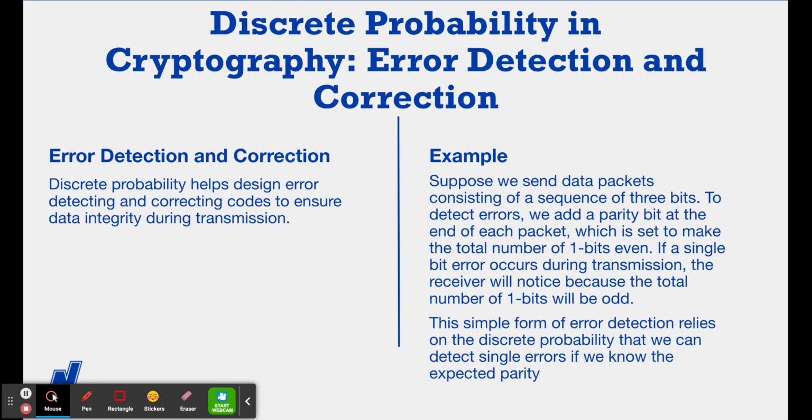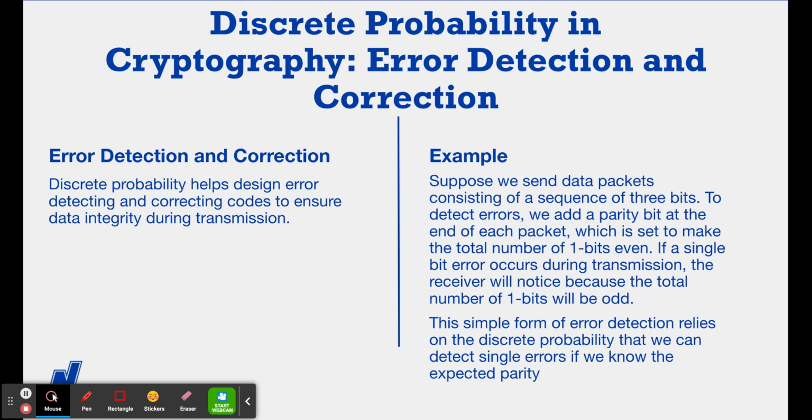Next, we're going to be talking about error detection and correction. Now, let's imagine that we are sending data packets consisting of a sequence of 3 bits. To detect errors, we add a particular bit at the end of each packet, which is set to ensure that the total number of 1 bits in the packet is always even.